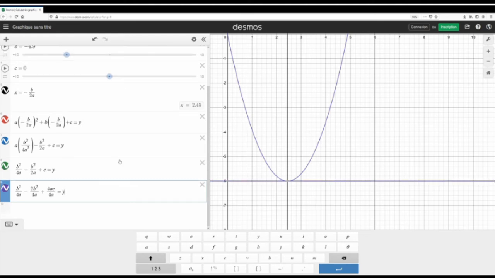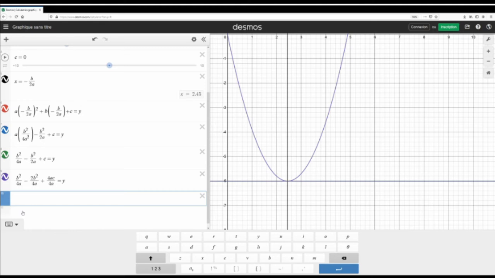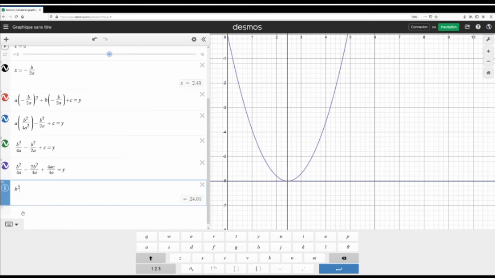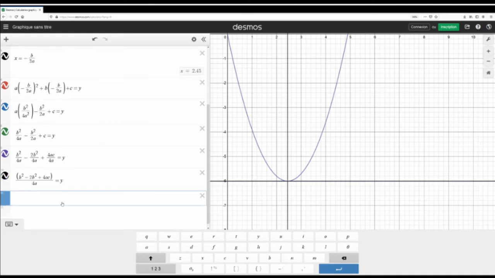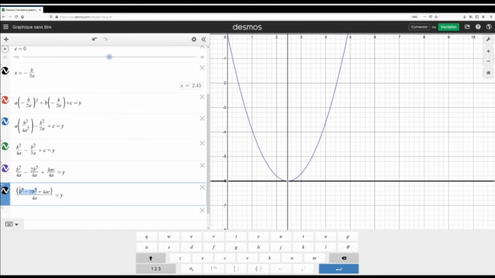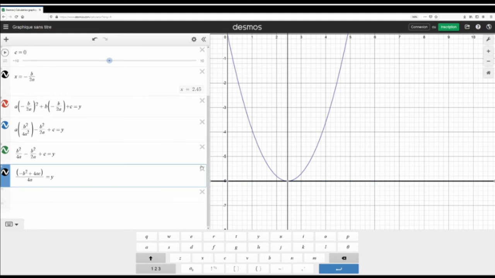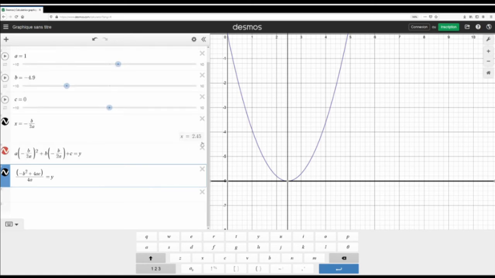And plotting, we still got the right thing. Putting it all into one fraction, we get b squared minus 2b squared plus 4ac over 4a. And that's equal to y. Again, same line, so that's good. And we can actually take away these b squareds here because they cancel out. So we get minus b squared plus 4ac over 4a, like that. So that's going to be the y-coordinate for our point of symmetry.